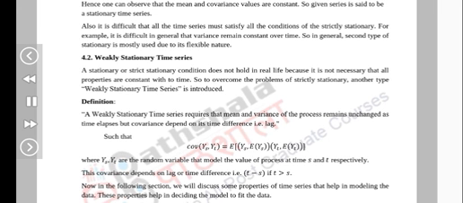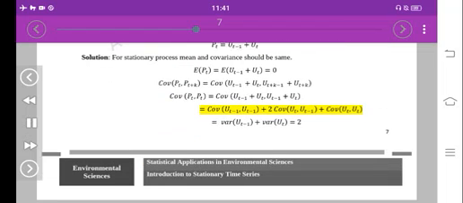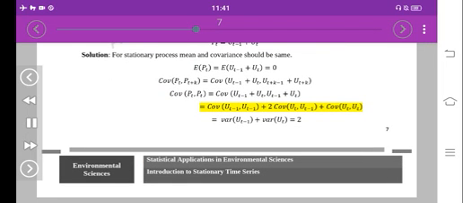PT equals E[UT−1 + UT] = 0. COV(PT, PT+K) = COV(UT−1 + UT, UT+K−1 + UT+K). COV(PT, PT) = COV(UT−1 + UT, UT−1 + UT) = COV(UT−1, UT−1) + 2 COV(UT−1, UT) + COV(UT, UT) = var(UT−1) + var(UT) = 2.